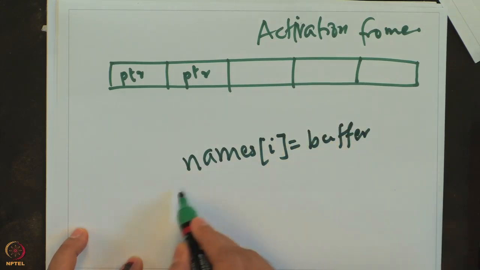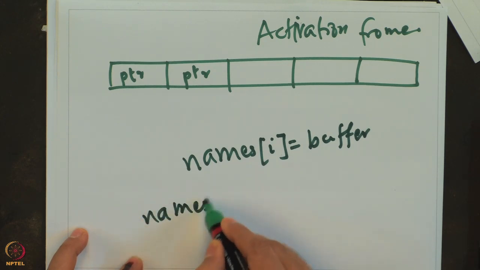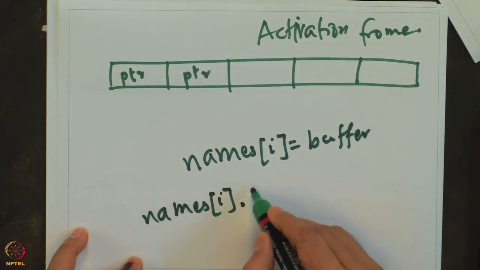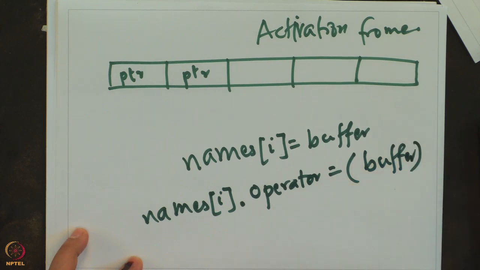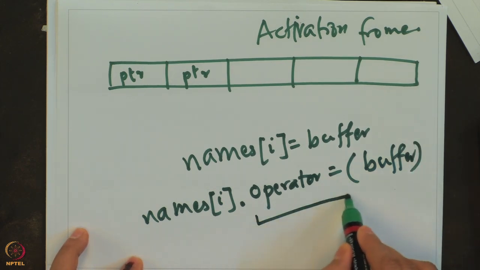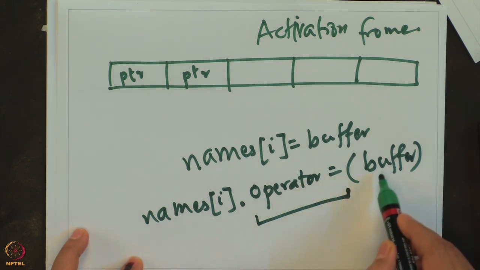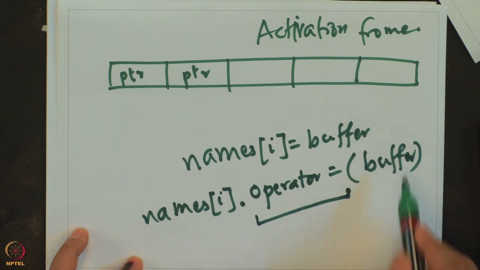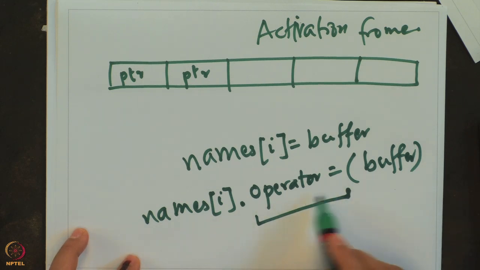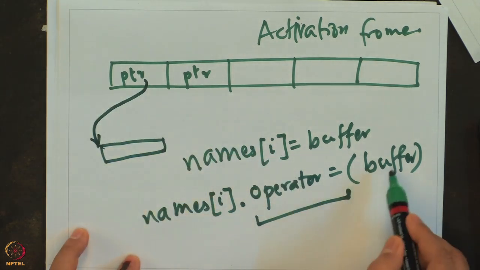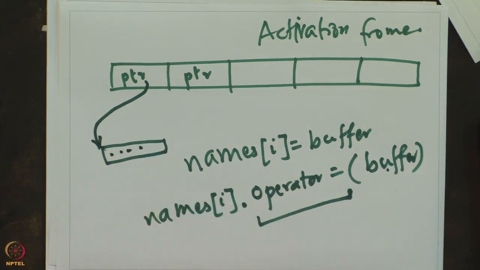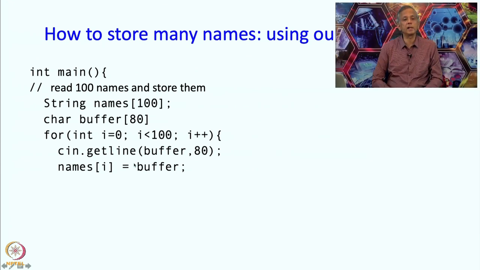This is going to be viewed by C++ as names of I dot operator equal to of buffer. And if you remember, we defined this operator equal to a minute ago, an operator equal to which takes a char array as argument. What that will do is allocate some space on the heap, start pointing this pointer to it, and copy whatever was in the buffer into this space. So in this code, we are not mentioning things like how many characters we read into buffer, but all that will happen as a result of this assignment.